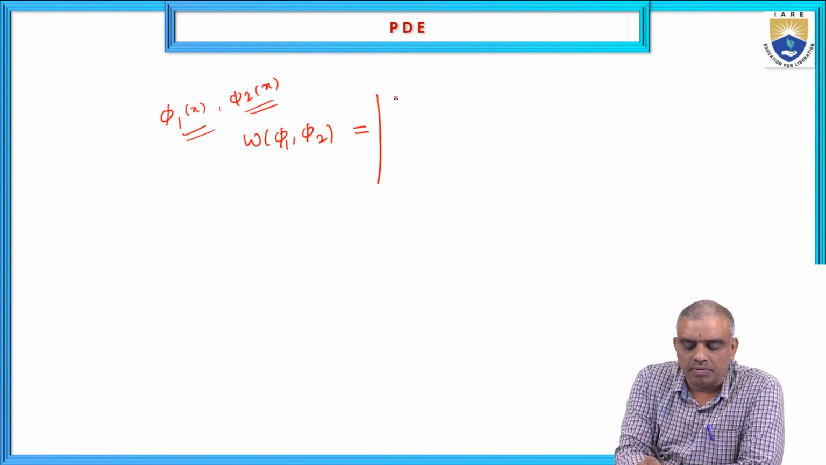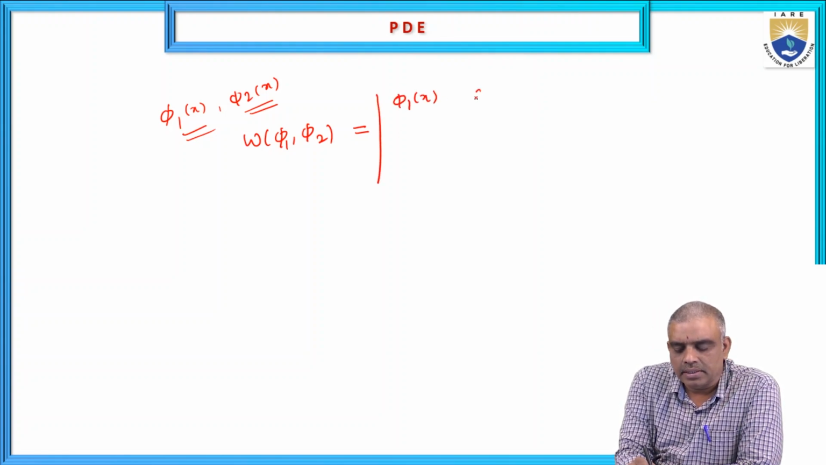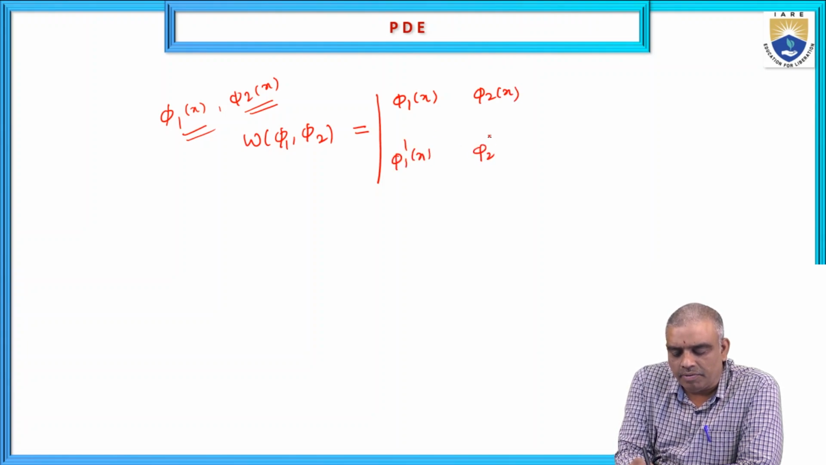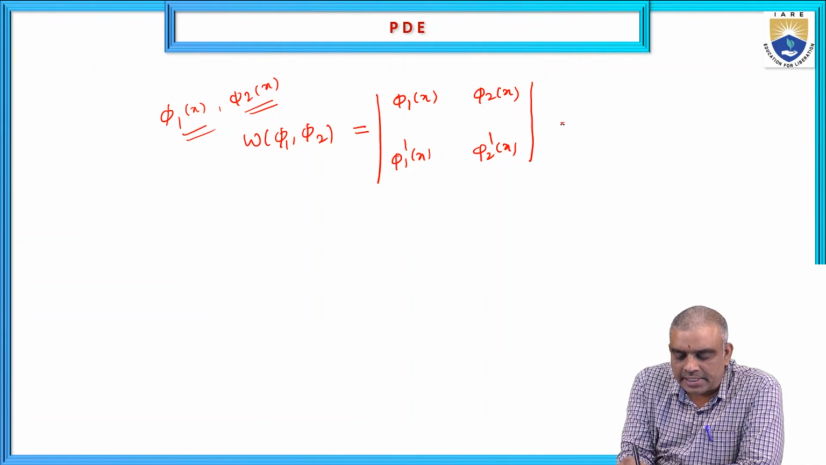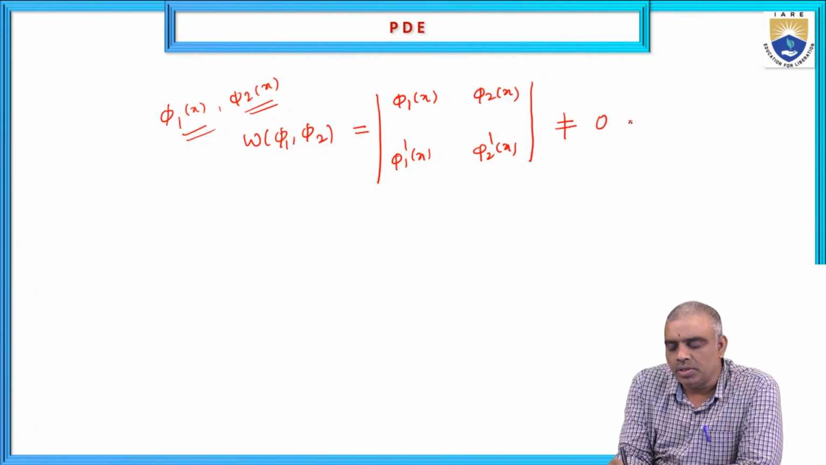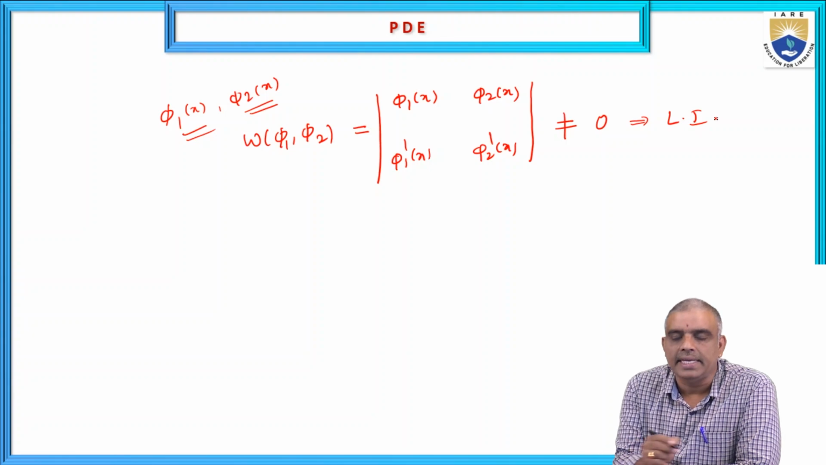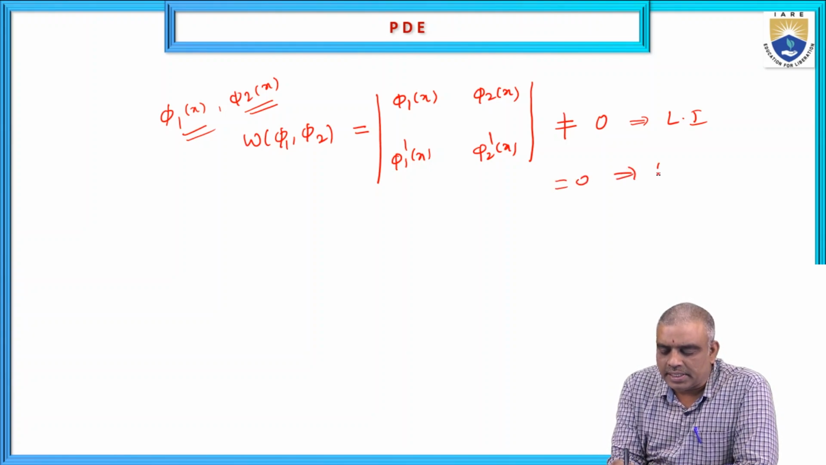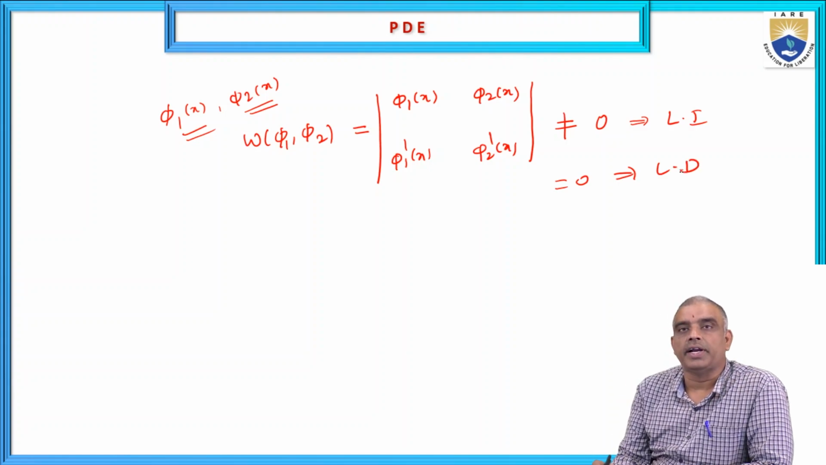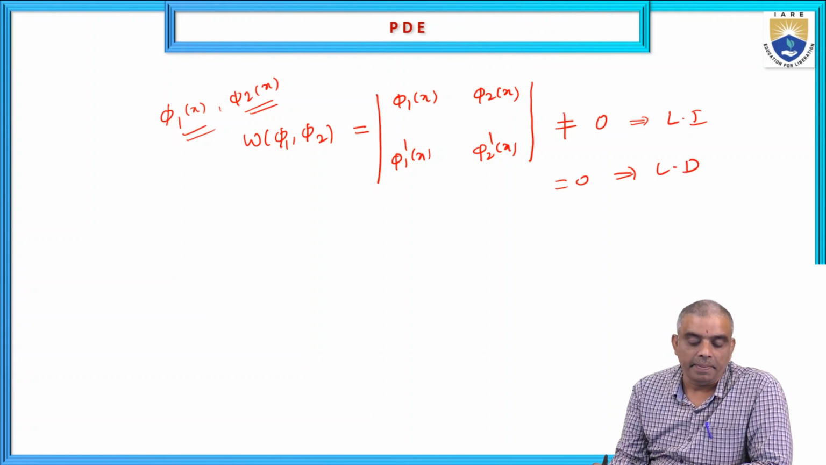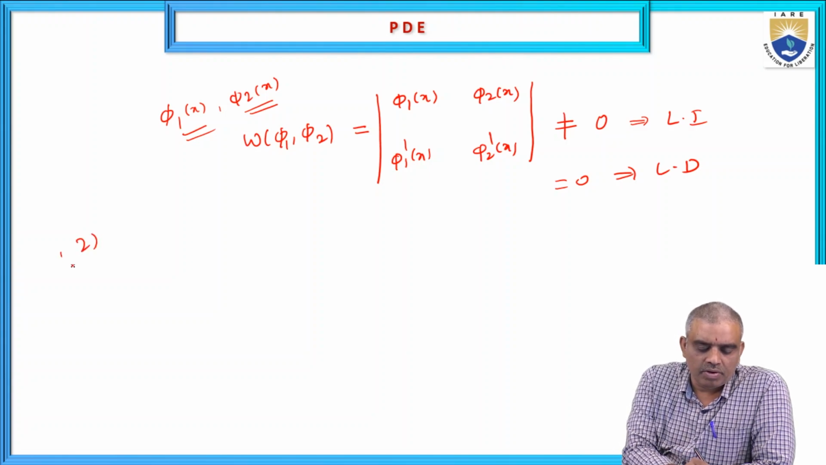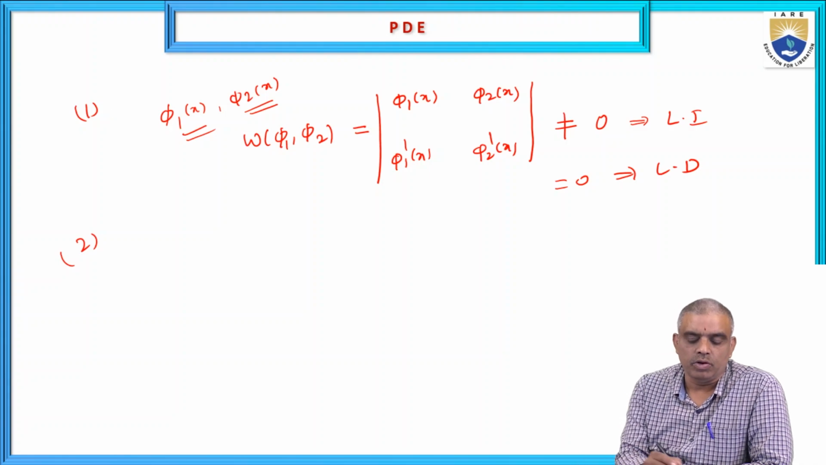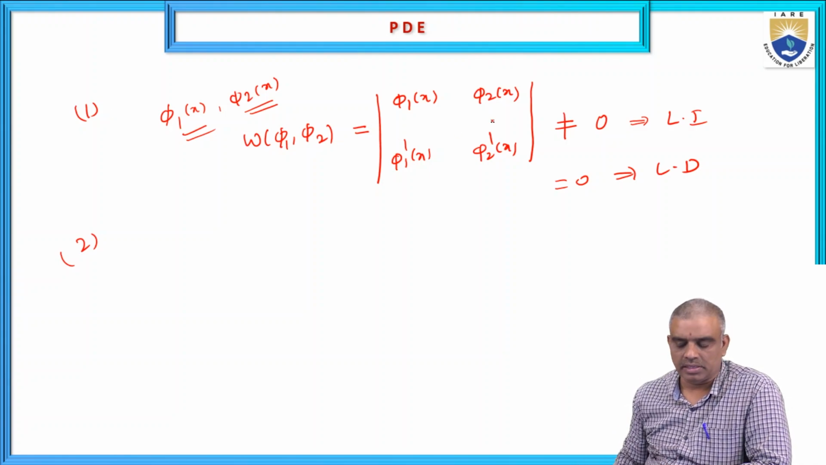That is the determinant of phi1 of x, phi2 of x, and phi1 dash x and phi2 dash x. If this determinant value is not equal to 0, then the two functions are said to be linearly independent. If this is 0, then we say that the two functions phi1 of x and phi2 of x are linearly dependent. So based on this, we find whether the given functions are linearly independent or linearly dependent. That is the first question.